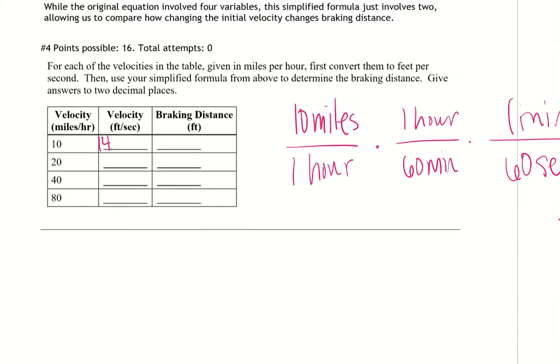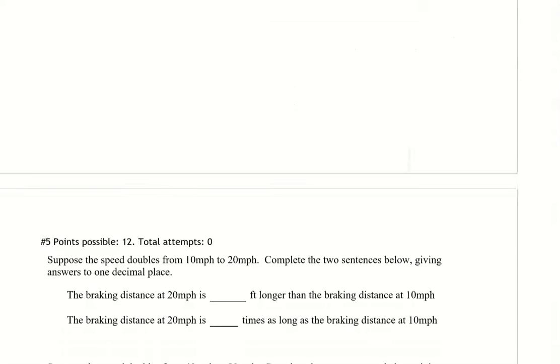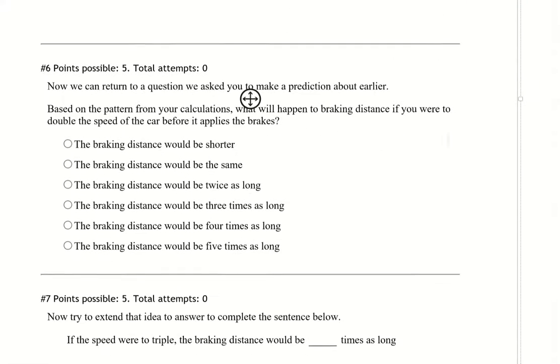Okay, so then in the table, I'm going to write that 14.67, and then I plug in that value for V. And that'll give me D, what I'm trying to solve for. So if V is 14.67, and then divide that by 54.74, actually that's D, not V, and that'll give me my answer. So here we have braking distance, and again you are going to use the chart from above.